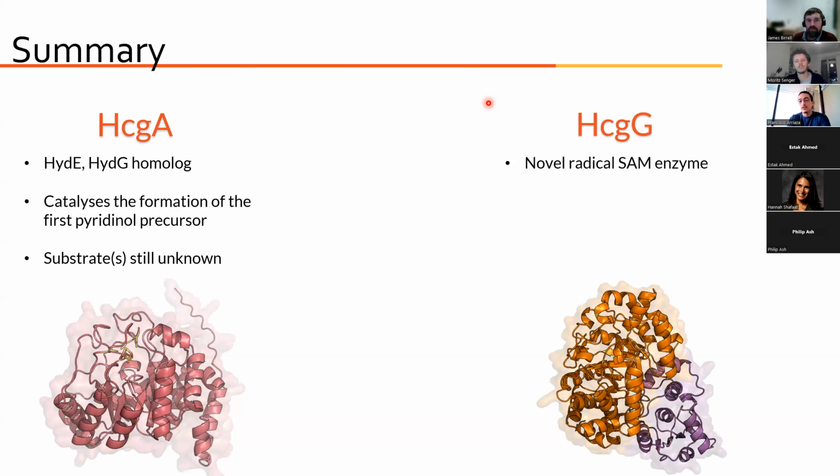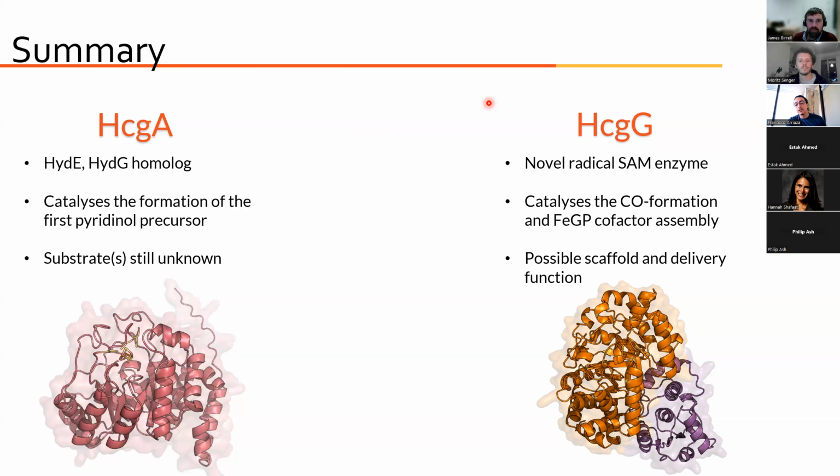And for ACGG, we know it's a novel radical SAM enzyme that catalyzes the formation of carbon monoxide from another unknown substrate. And it has a mechanism that involves inhibition by carbon monoxide that we have not seen before. Also, it needs to catalyze the full assembly of the iron GP cofactor. And because it has this binding motif, it may also serve as a scaffold and delivery function to the final apo enzyme. We're still exploring this at the moment. We're trying to characterize ACGG further because the yields we obtain from the homologous expression are very low, and we still want to do spectroscopy with them, so we're just purifying.